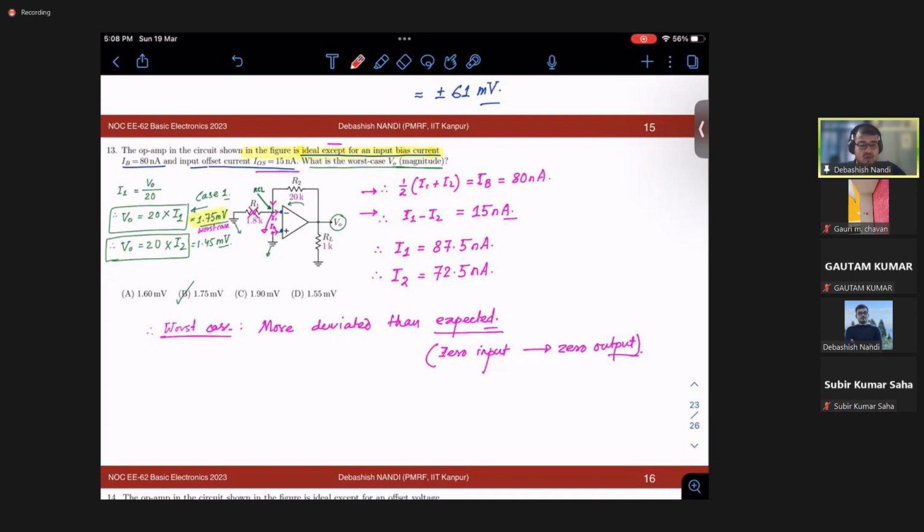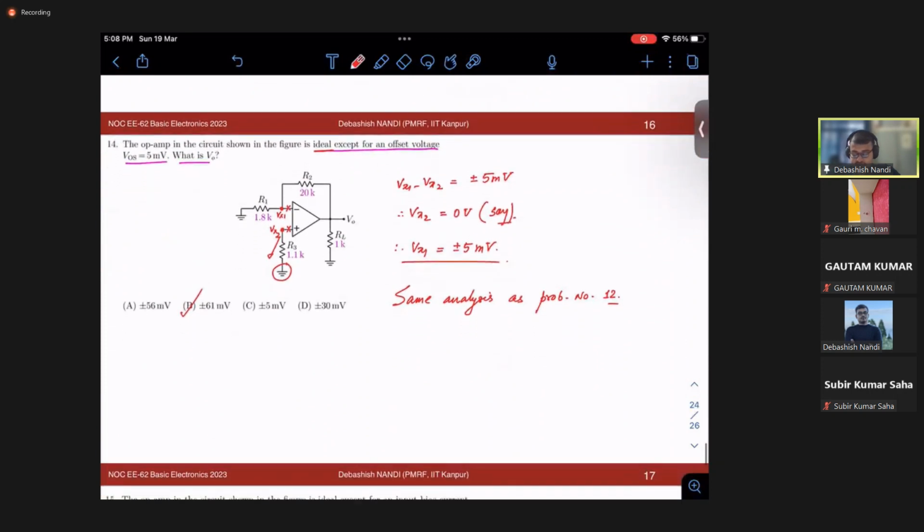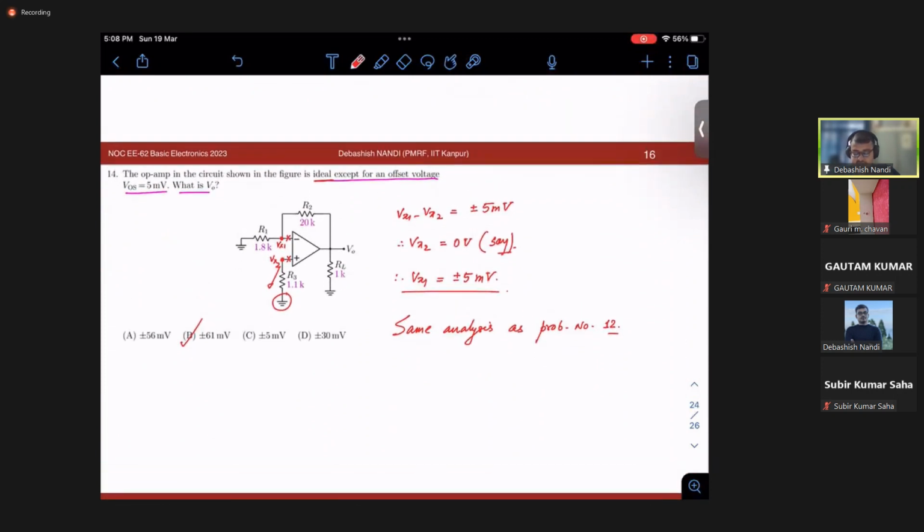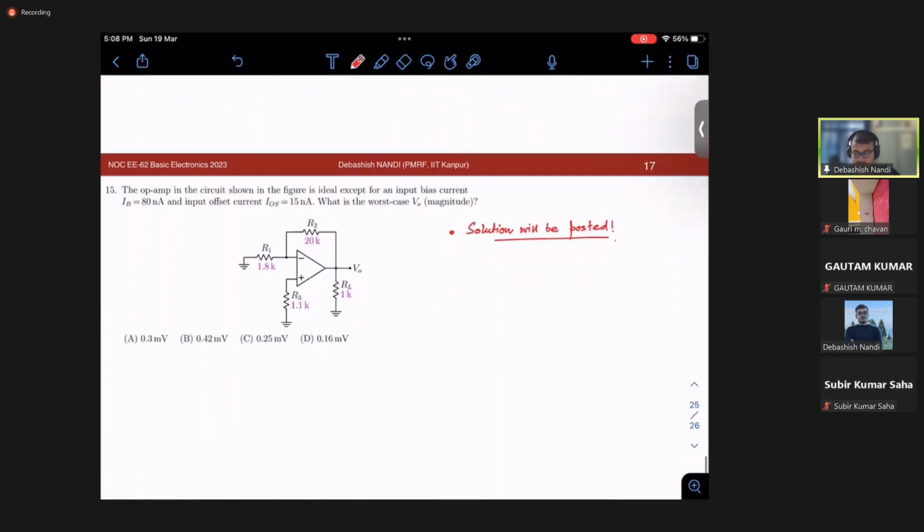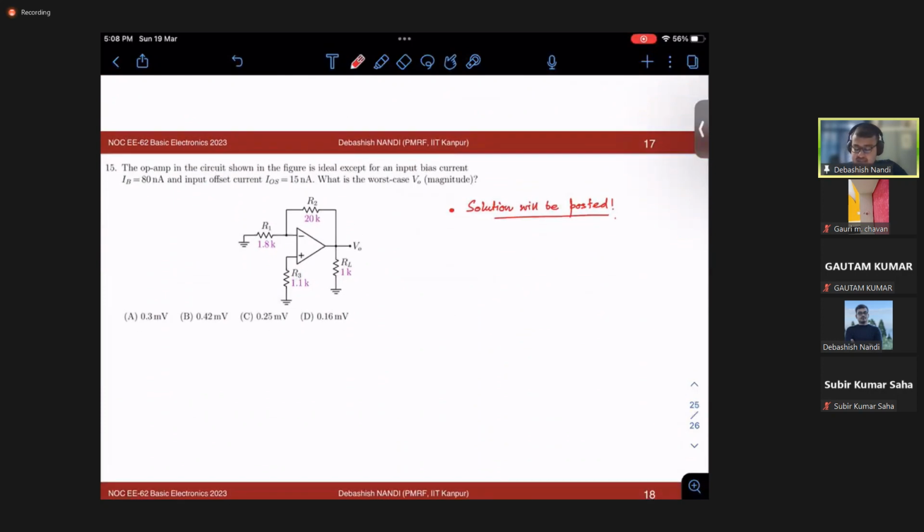Then we have discussed again how to analyze this circuit, and one problem I have left; I will post the solution. This is similar to problems 11, 14, 13, and 12, right? This is simply about the base current analysis on the same circuit of problem number 14.